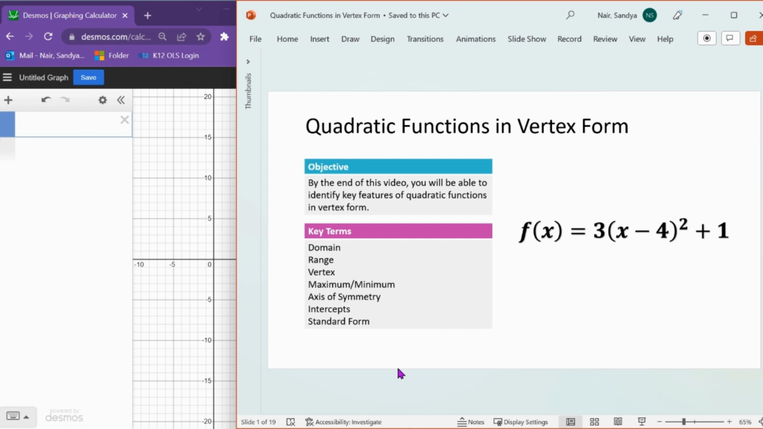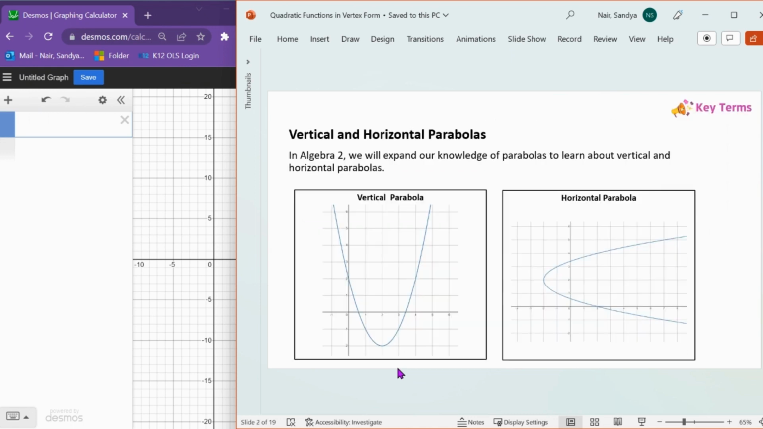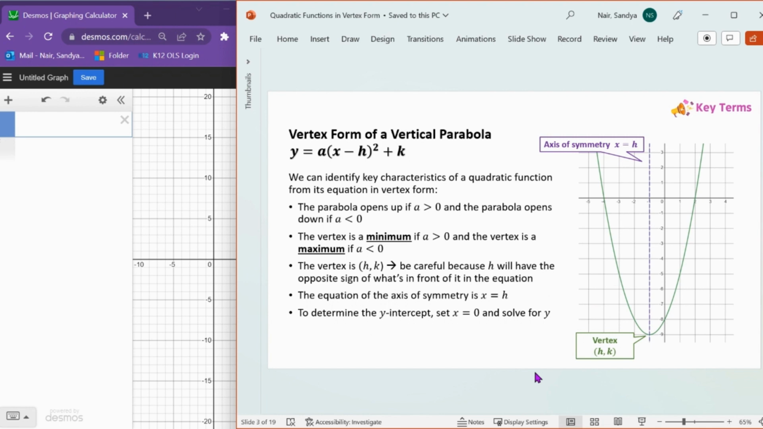In this video, we're going to talk about how to identify key features of quadratic functions in vertex form. So in Algebra 2, we're actually going to expand our knowledge of parabolas to learn about vertical and horizontal parabolas. Vertical parabolas, I know that you've seen in Algebra 1, and now we're also going to learn about horizontal parabolas. So let's get started with some vertical parabolas.